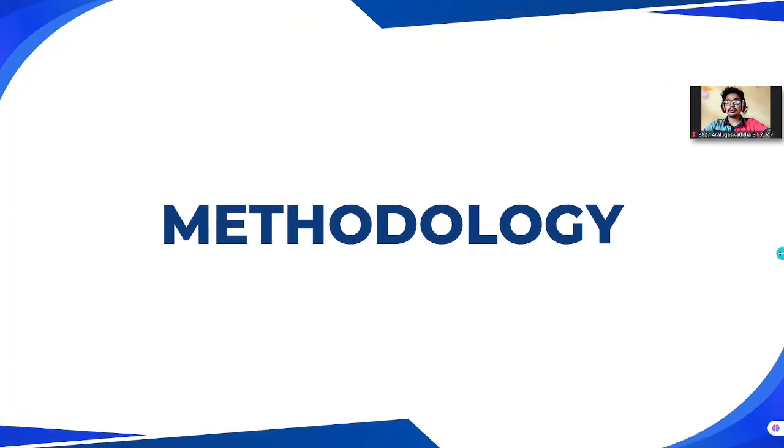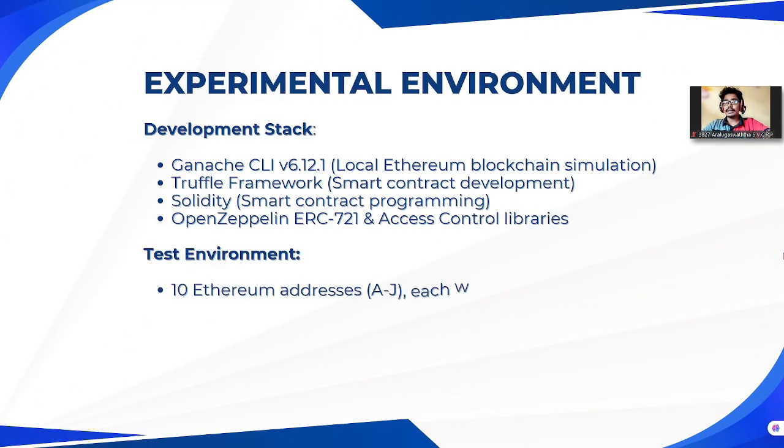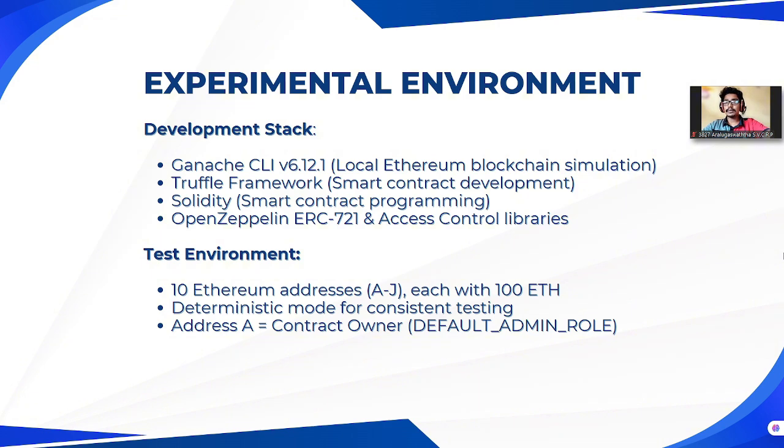Okay, then let's move to the methodology. The authors built their prototype using industry standard blockchain development tools. They used Ganache to simulate a local Ethereum blockchain with 10 test accounts, Truffle for smart contract deployment, and leveraged OpenZeppelin's audited ERC 721 and access control libraries for security. This setup allowed them to test TRABAC in a controlled environment that mirrors real blockchain conditions.